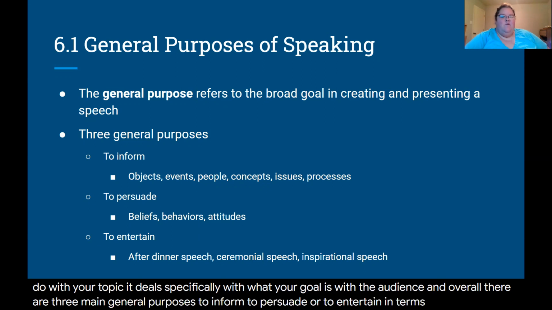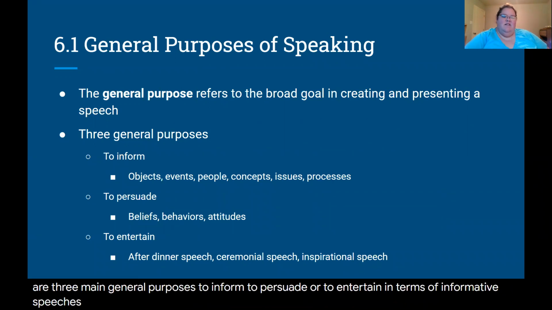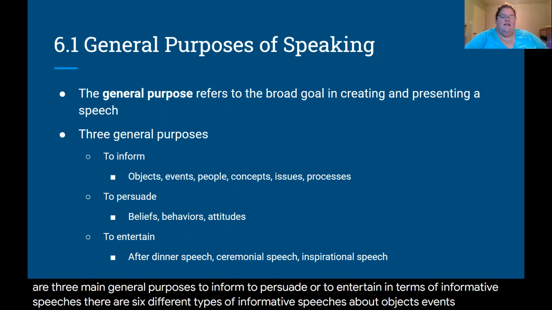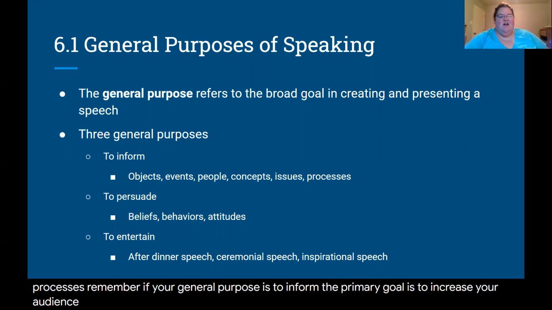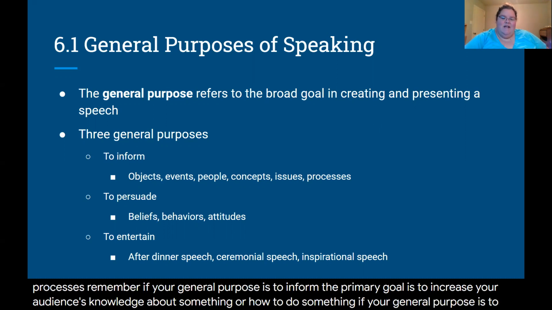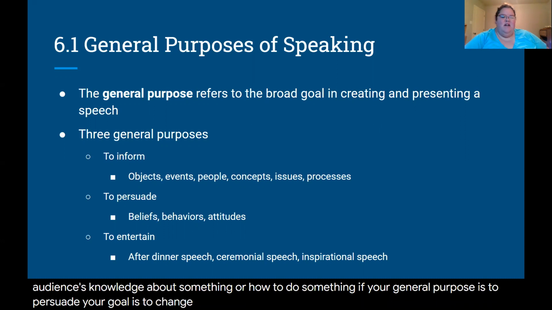In terms of informative speeches, there are six different types: about objects, events, people, concepts, issues, and processes. Remember, if your general purpose is to inform, the primary goal is to increase your audience's knowledge about something or how to do something. If your general purpose is to persuade, your goal is to change your audience's beliefs, behaviors, or attitudes.